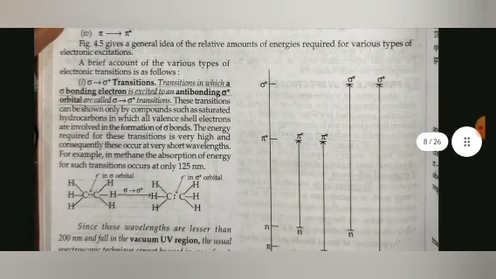Figure 4.5 gives a general idea of the relative amount of energy required for various types of electronic excitation. A brief account of various types of electronic transitions is as follows. First is the sigma to sigma star transition.